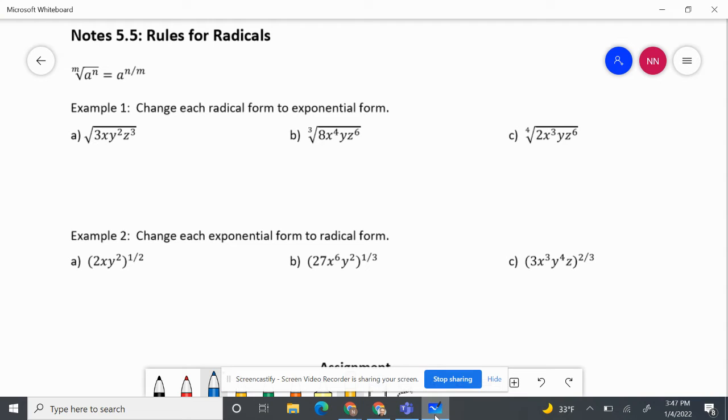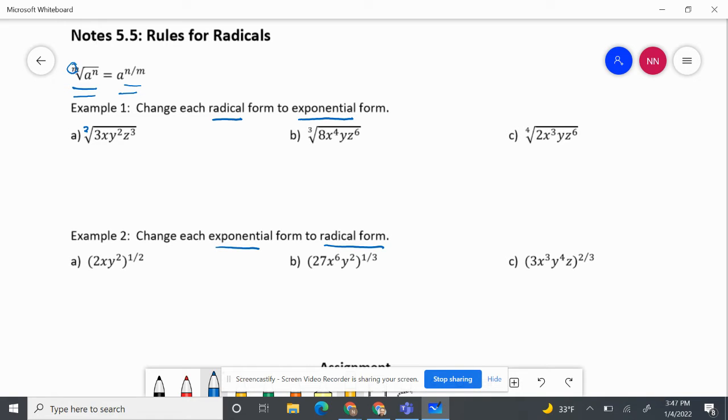What we're going to do is change radical form into exponential form, and then change exponential form into radical form. Radical form is where we have a root, and exponential form is when we just have an exponent. For the first one, we're going to change our radical form into exponential form. Now, we have to realize that there are different roots. If we don't see a number in the root, then we know that it's a square root.